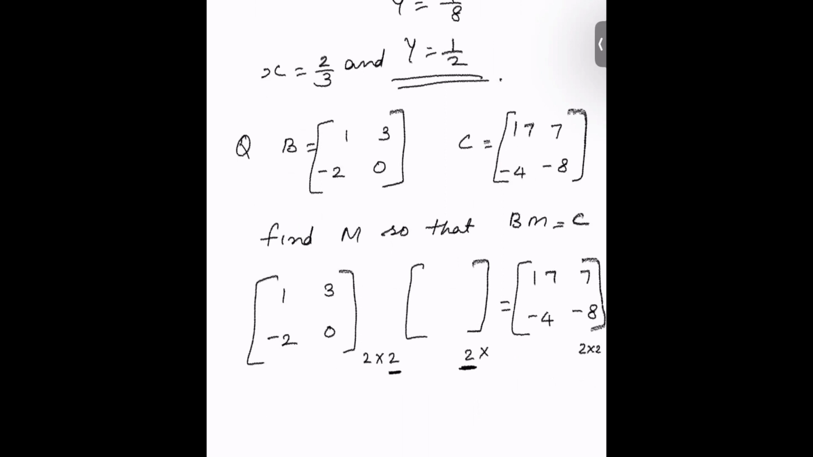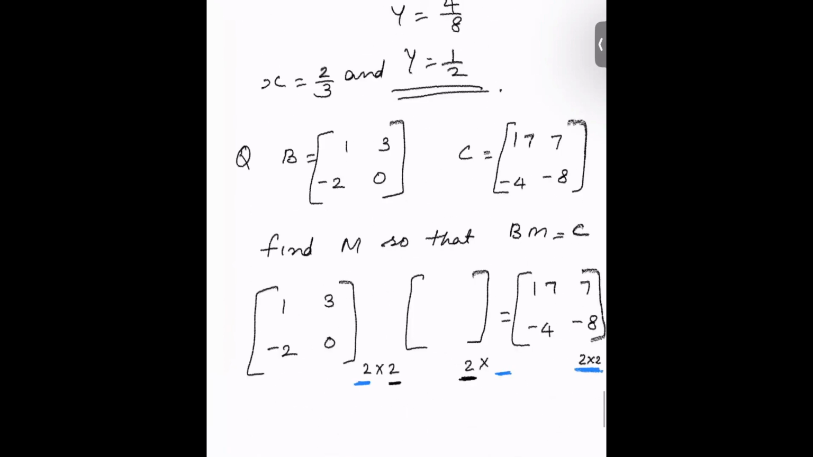I also know the order of the resultant matrix. What will be the order of the resultant matrix? Number of rows of the first matrix by number of columns of the second matrix. Again, here it is a 2 by 2 matrix. So you can understand that this is also going to be a 2 by 2 matrix. Which one? M is also going to be a 2 by 2 matrix.